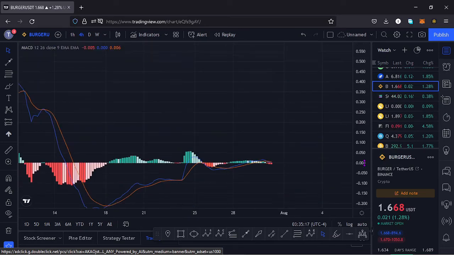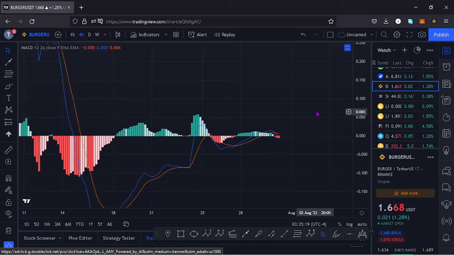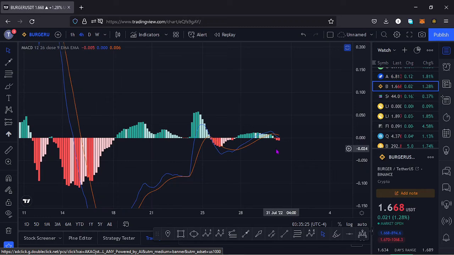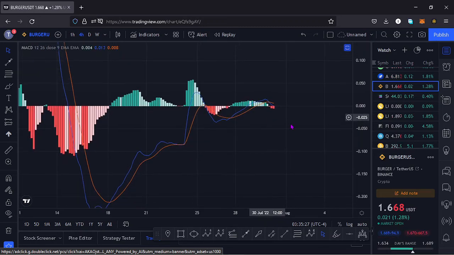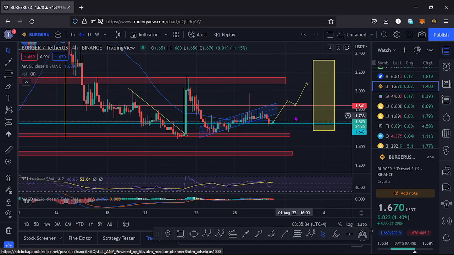On the MACD, we have printed a bearish cross, and that would mean lower prices could be coming our way, so we might lose that key area of support at around the $1.64 mark and continue pushing to the lower side. So let's be patient and see how that plays out, and I'll keep you updated.